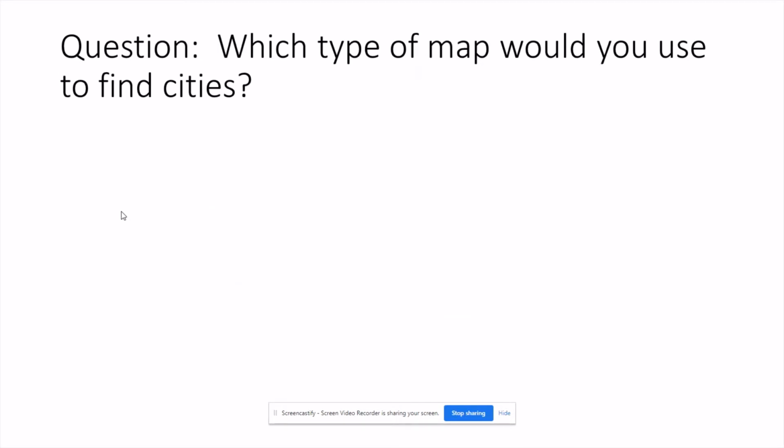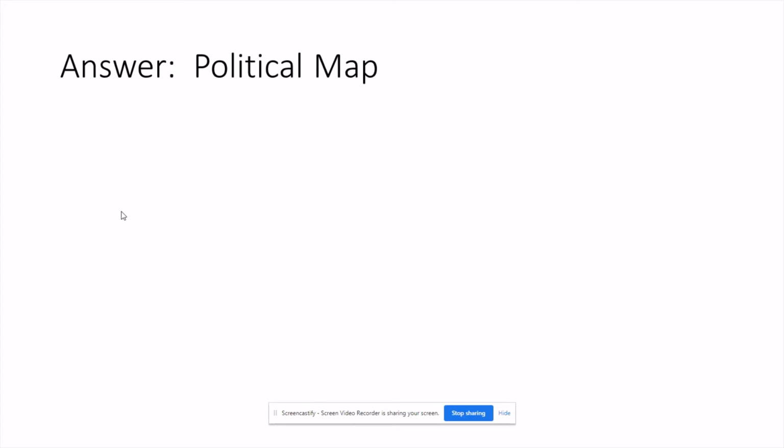Question: which type of map would you use to find cities? Answer: a political map. Remember, political maps help you figure out what things people have made. So like cities, for instance. People have made cities, not nature. Therefore, they're on a political map.